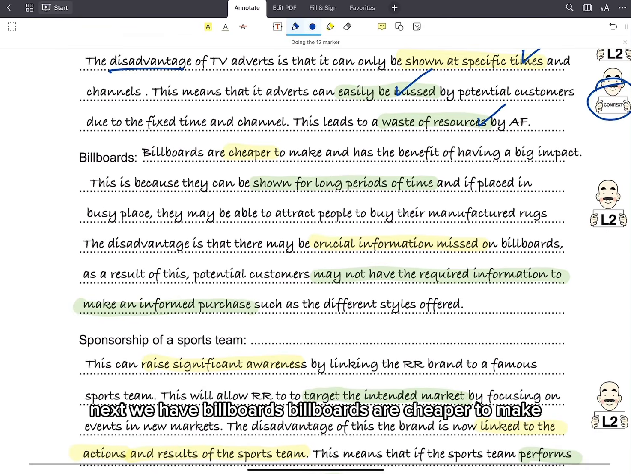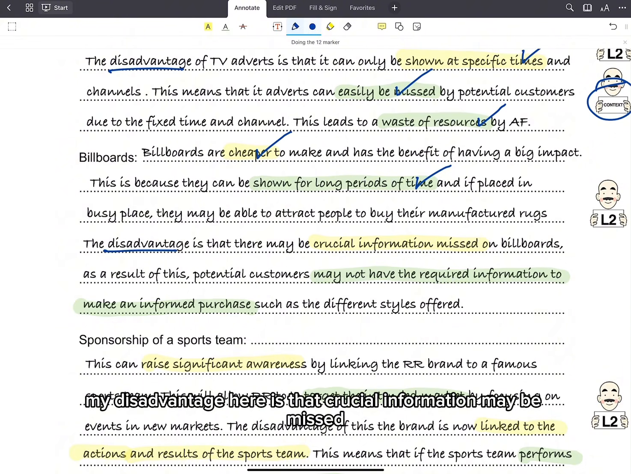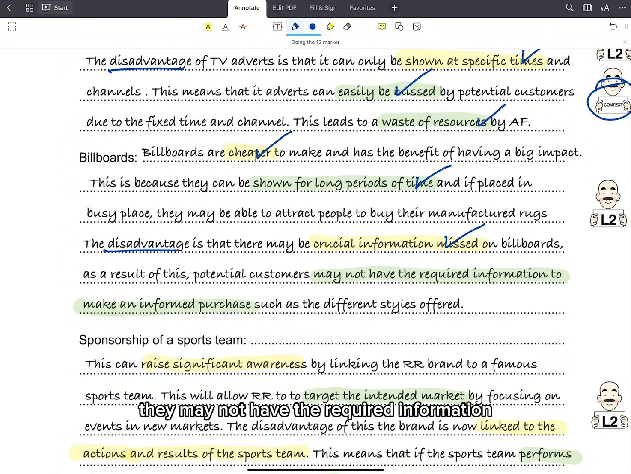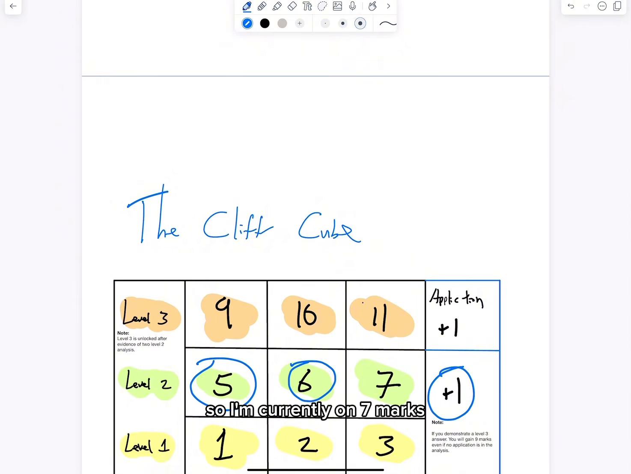Next, we have billboards. Billboards are cheaper to make, and therefore they can be shown for a longer period of time. That is my advantage. My disadvantage here is that crucial information may be missed. They may not have the required information to make a fully informed purchase. So that's my second level 2, an advantage and a disadvantage of billboards. So I'm currently on 7 marks.